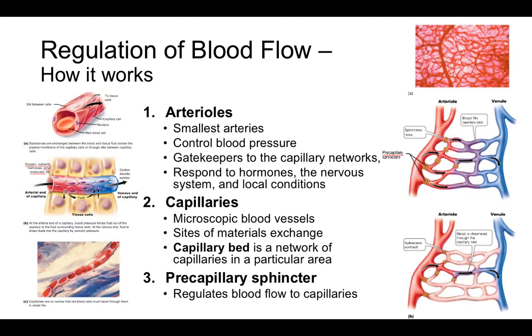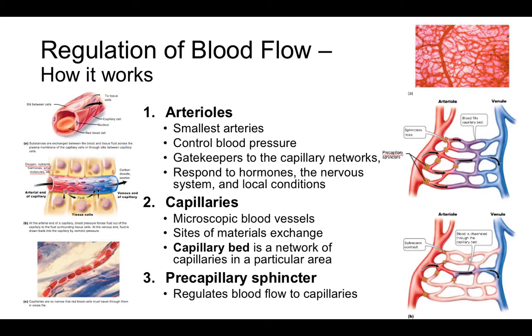The capillaries are this very tiny microscopic network of tiny, tiny one-cell thick blood vessels that move to and through each and every one of your tissues. This is where gas exchange, nutrient exchange, and waste removal occur, at the capillary level. Now, we talked about how the arterioles are the gatekeepers of the capillary network. In order to do this, they have these amazing things called precapillary sphincters.